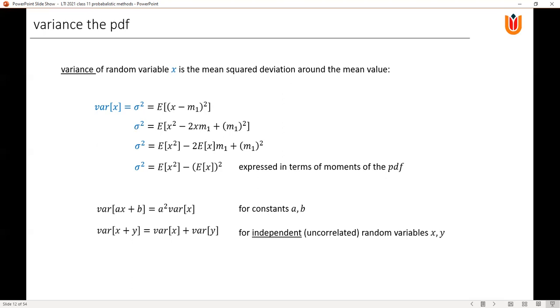Rules. If you want to calculate the variance of a transformed variable, so if you have a variable x with a given variance and you transform it linearly, the variance of the transformed variable is given by this. If we have two independent variables, x and y, then the variance of the sum of these two will be the sum of the variances, only when they're independent.